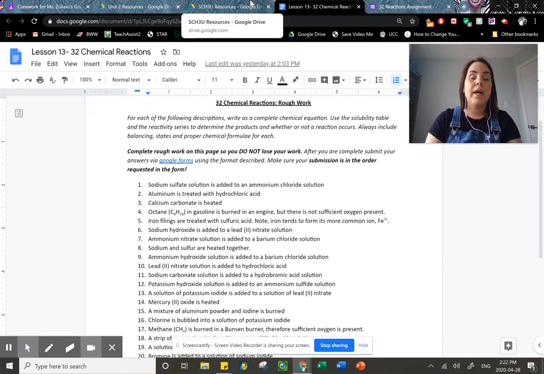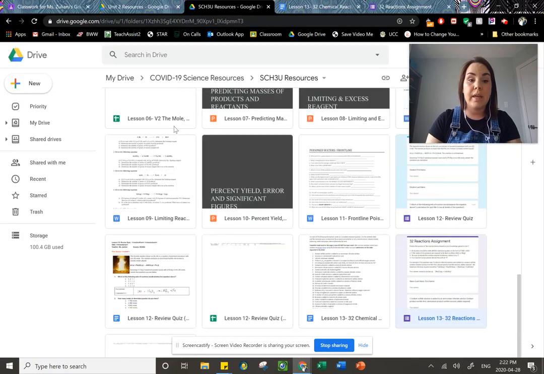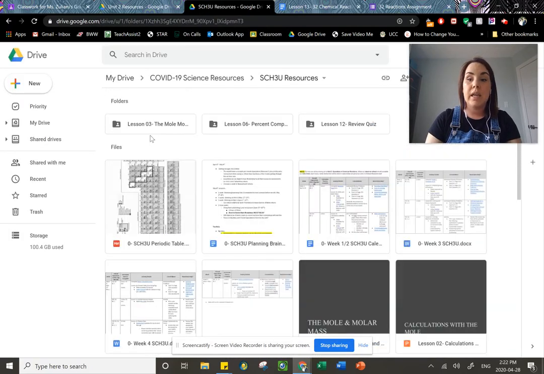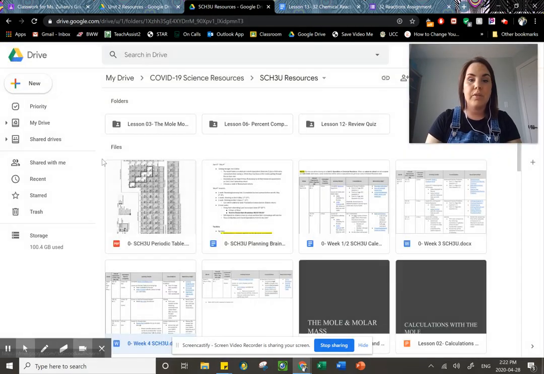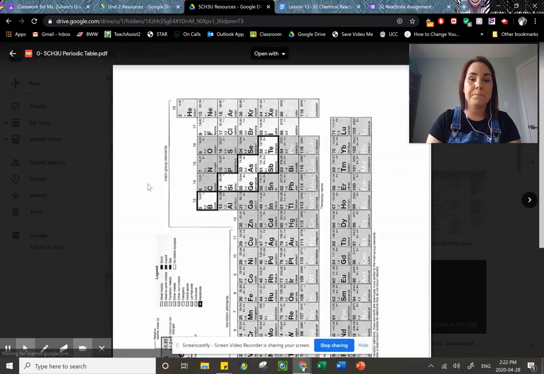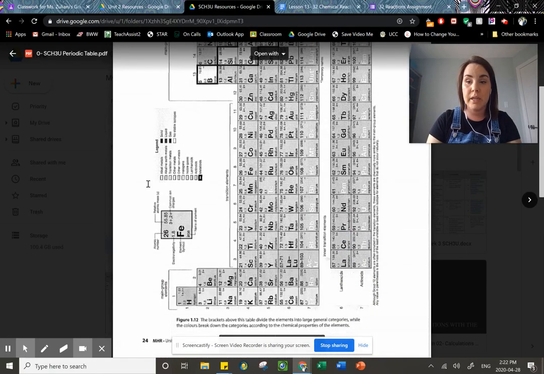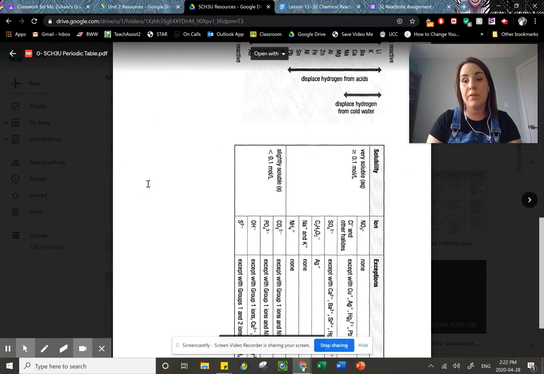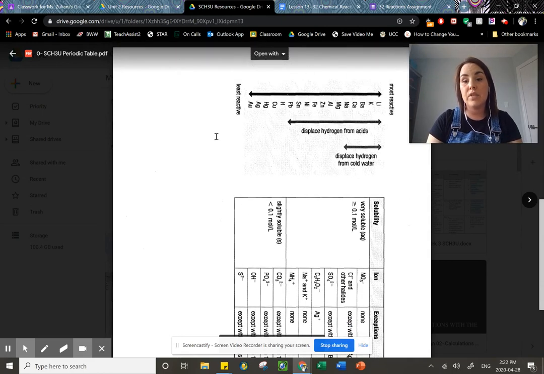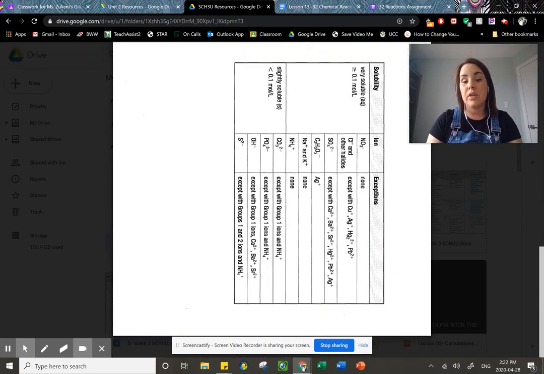You also have been provided with a periodic table that will be useful for this. The periodic table is here, that we've been using all unit. Remember, the second page is also provided for you, which will be useful. That has your metal reactivity series, your non-metal reactivity series, as well as your solubility table.